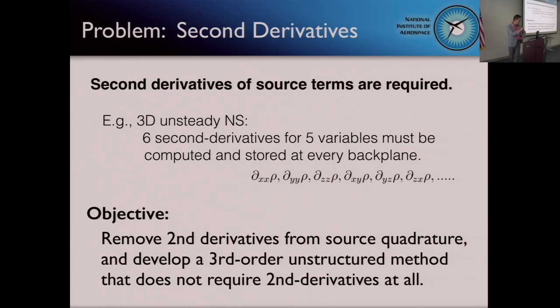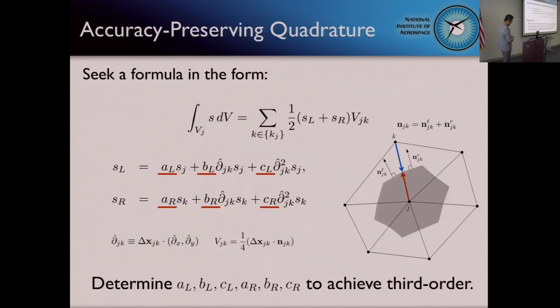What do you mean by every backplane? The ones that are required for constructing the derivatives? Yeah, at every time level n minus 1 and n minus 2. We need basically a couple of backplanes. Yeah, we need to keep them. Not the whole history, but just the 2. Yeah, that's all.